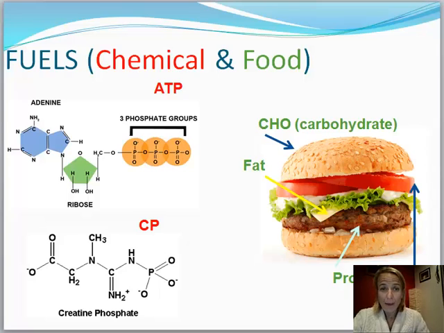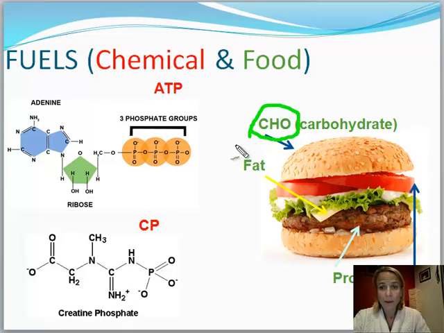You might remember from our last video, we looked at the chemical fuels. So we looked at the ATP and CP stored in our muscles. However, this video is going to look at the food that we eat. All food that we eat is broken down into different nutrients.